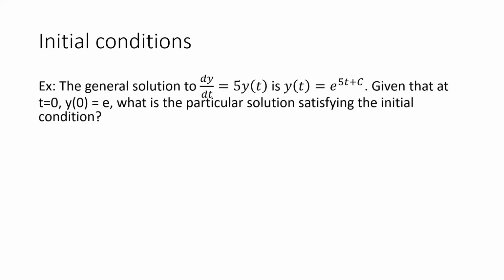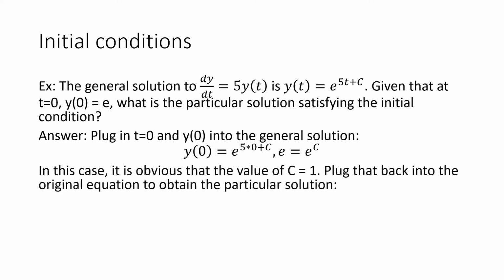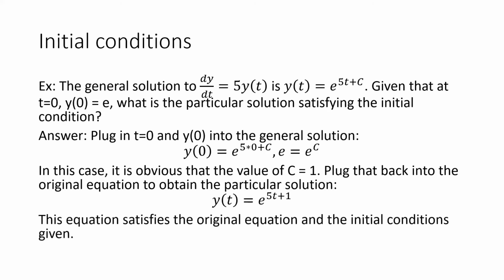So we got the problem right here, and now let's solve it. So answer, we plug in t equals 0 and y of 0 into the general solution. Okay, so we got y of 0 is equal to e to the 5 times 0 plus c. Based on the stuff they've given us, 1 is equal to e to the c. Obviously, c is equal to 0 in this case. Plug that back into the original equation, and you got your particular solution. Now, this has to satisfy the original equation, and surely it does.